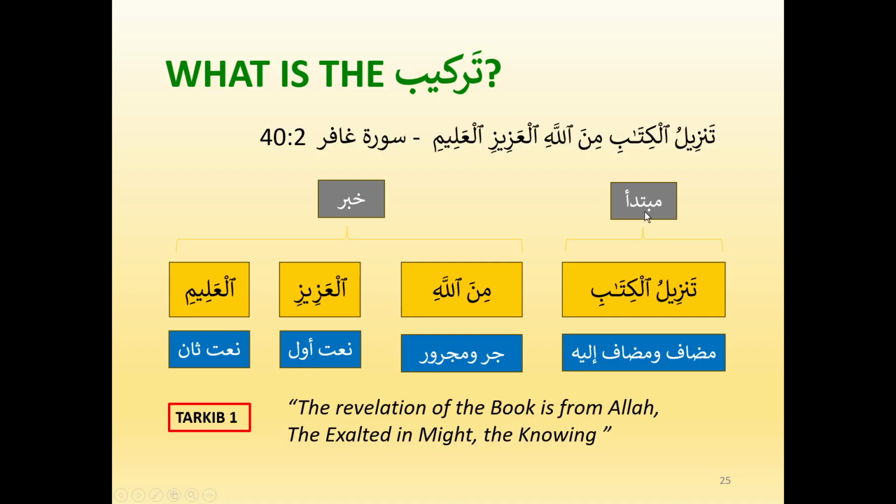And then because it's Mubtada and Habar, we have this is Habar. Mubtada is Habar. So we say the revelation of the book is from Allah. And we describe Him, as you say, the powerful and the knowing. Alhamdulillah. Okay.